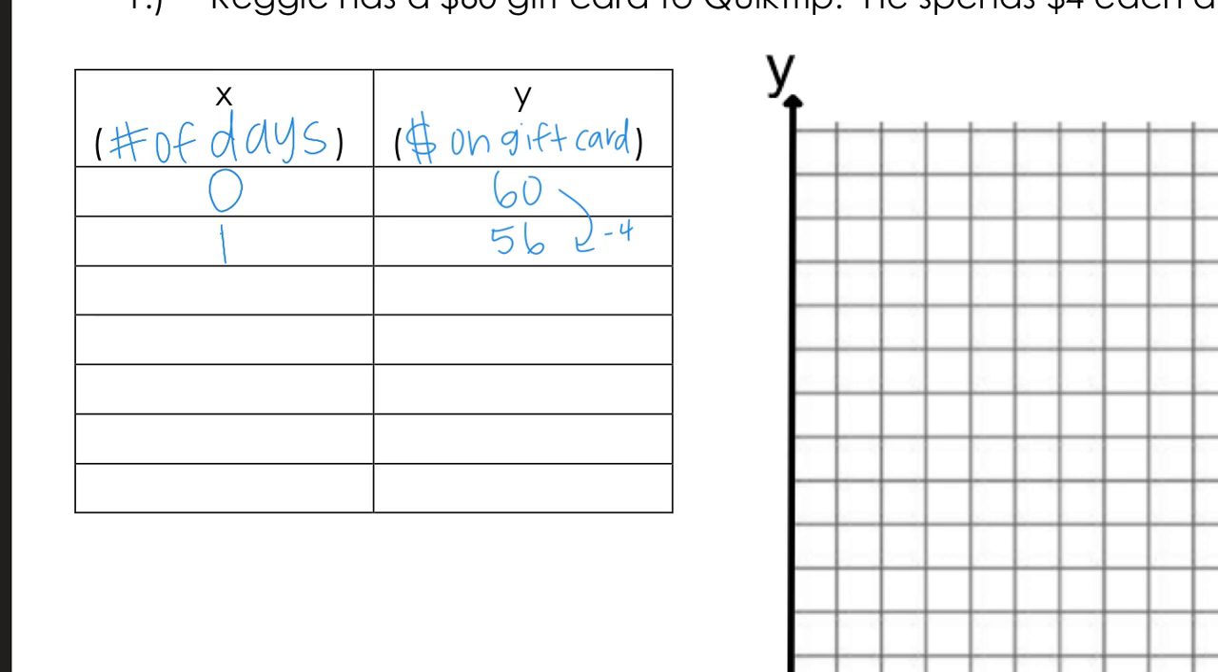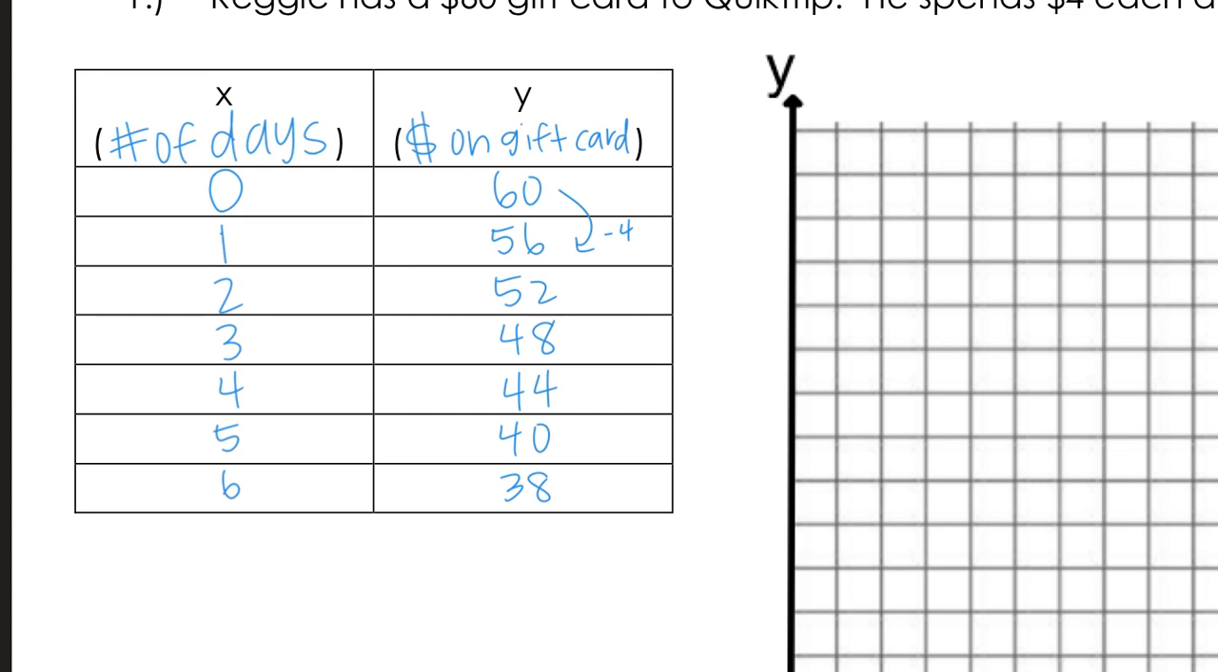So let's continue that pattern and see what happens. On day 2, we're going to subtract 4 again, giving us 52. On day 3, we subtract 4 again, giving us 48. On day 4, we subtract 4 again to give us 44. Day 5, we're down to 40. Day 6, we're down to 38. And that pattern continues until the gift card is all gone.